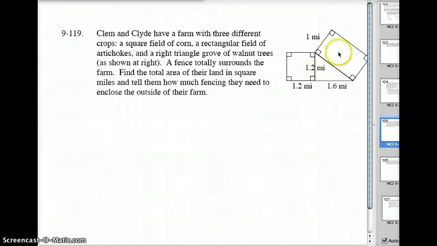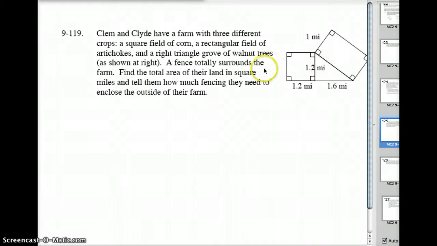This is a funny looking farm right here. Three shapes kind of make up this farm. And so what Clem and Clyde, who own the farm, have done is they've broken this in. This square right here is a cornfield. This rectangular field over here, they grow artichokes. And over here in this triangular shape, they do walnut trees to sell walnuts.